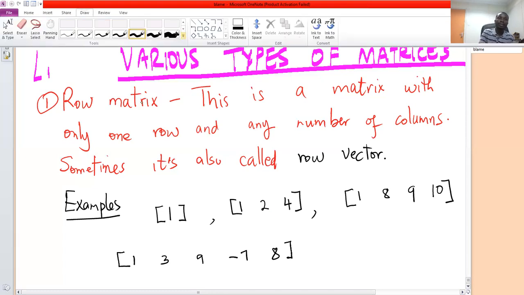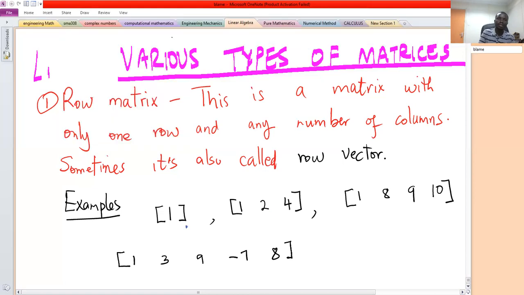If you are to determine the order of these matrices, the first is a matrix of order 1 by 1. This is a matrix of order 1 by 3. This is 1 by 4. The order of this one is 1 by 5. So that's what we call a row matrix.